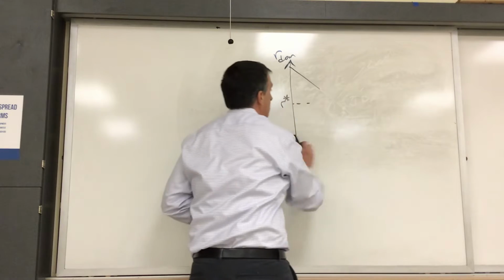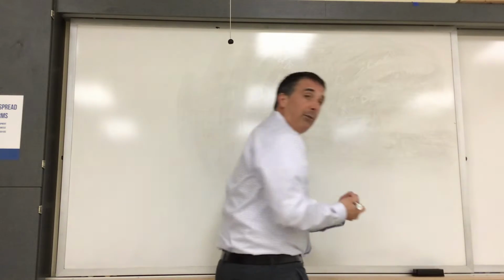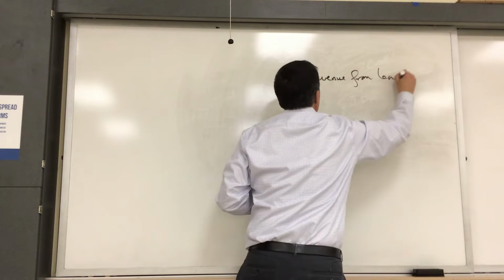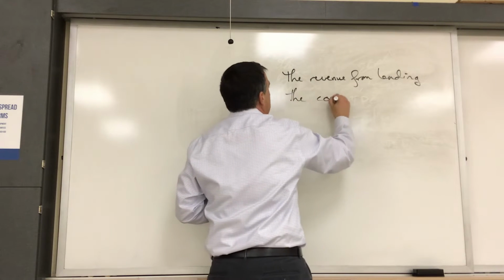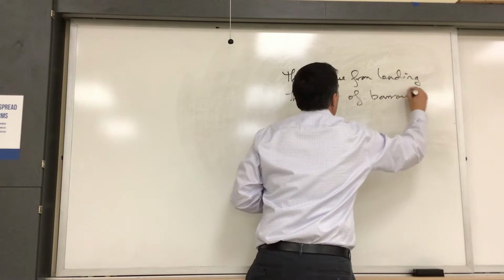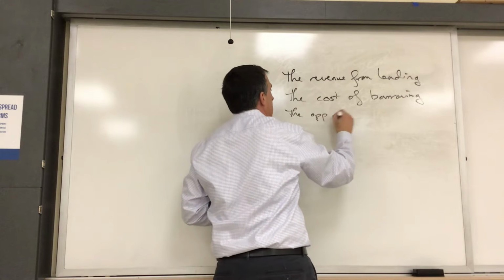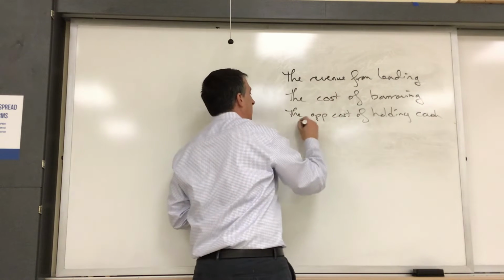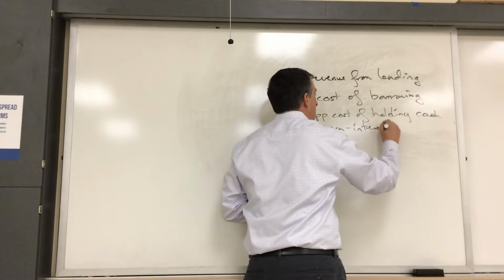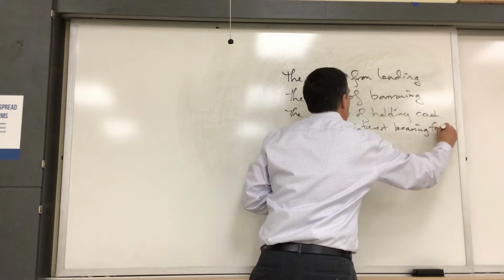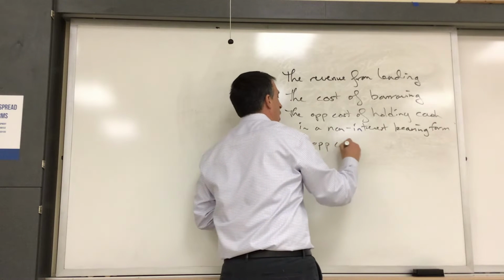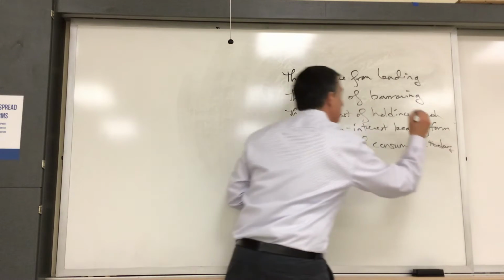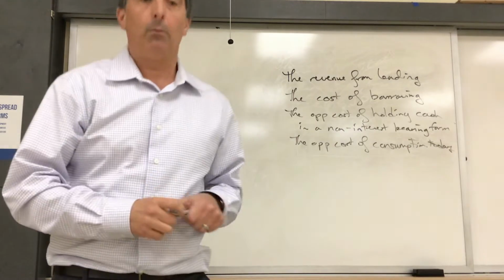All right. Well, this one is like in the third day of class: the revenue from lending, the cost of borrowing, the opportunity cost of holding cash in a non-interest bearing form, and the opportunity cost of consumption today. You could also think about it as, well, that's the best way of thinking about it.